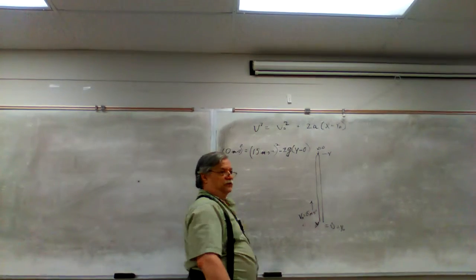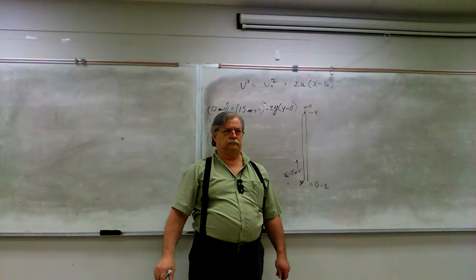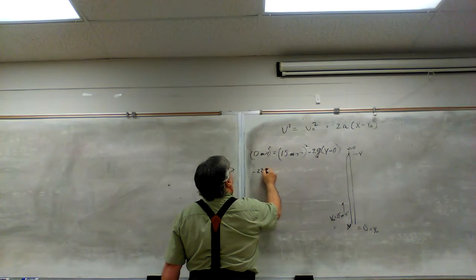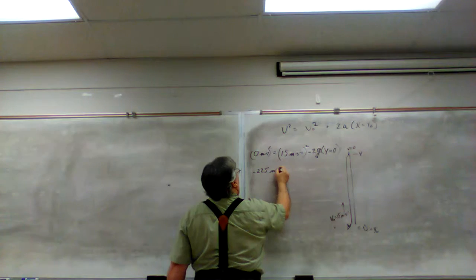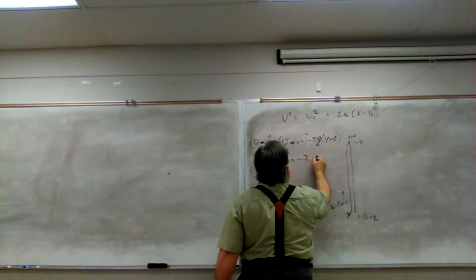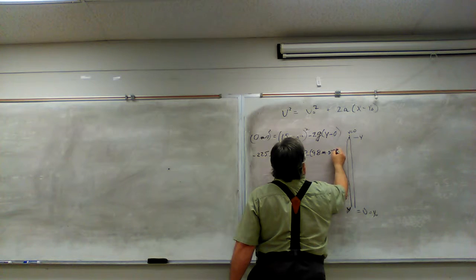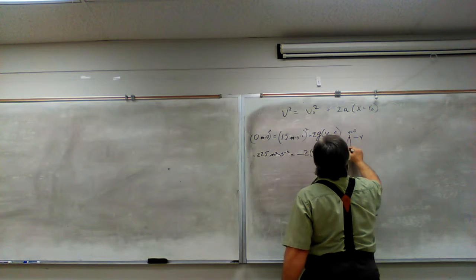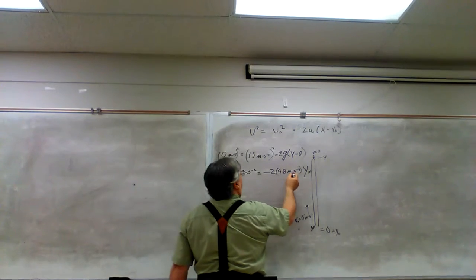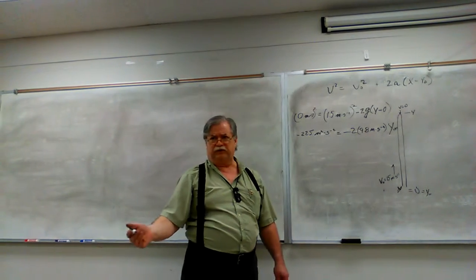So what is 15 squared now? 225 minus... 225 meters squared per second squared is equal to minus 2 times 9.8 meters per second squared times y meters, which would give us meters squared per second squared. What's 2 times 9.8? That's 19.6.